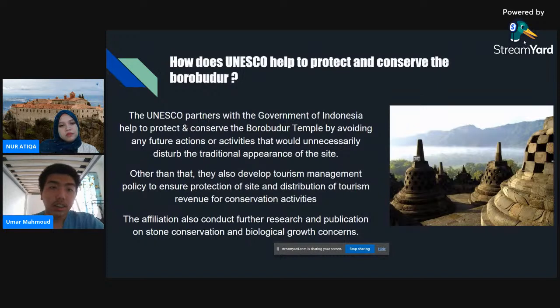So, how does UNESCO help to protect and conserve the Borobudur? UNESCO partners with the government of Indonesia to help protect and conserve the Borobudur temple by avoiding any future actions or activities that would unnecessarily disturb the traditional appearance of the site. Other than that, they can also develop tourism management policy to ensure protection of the site and distribution of tourism revenue for conservation activities. The affiliation also conducts further research and publication on stone conservation and biological growth concerns.